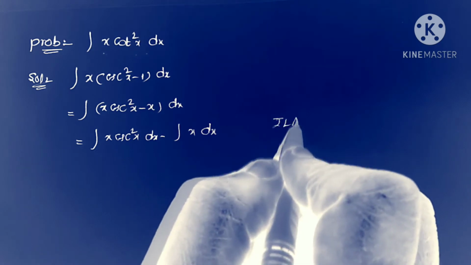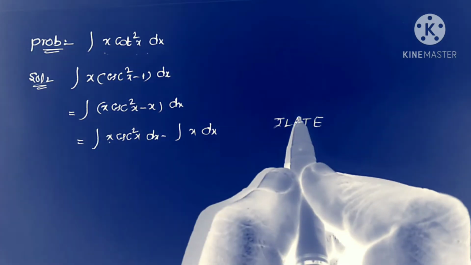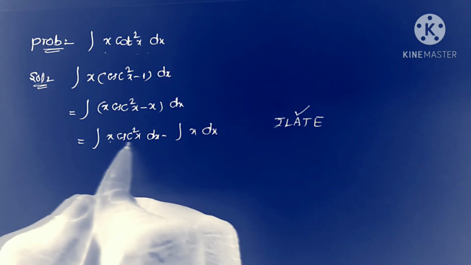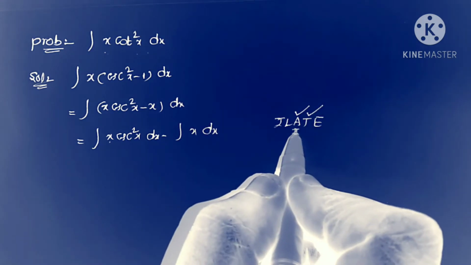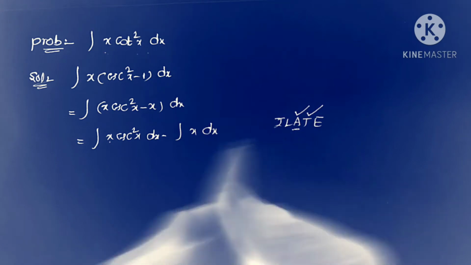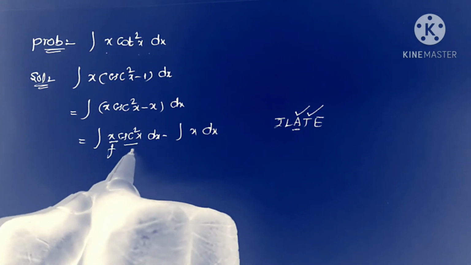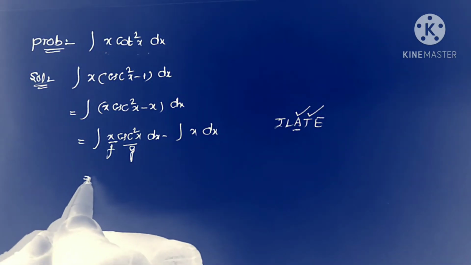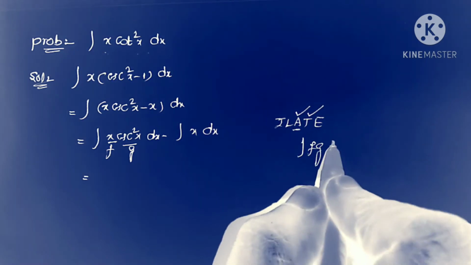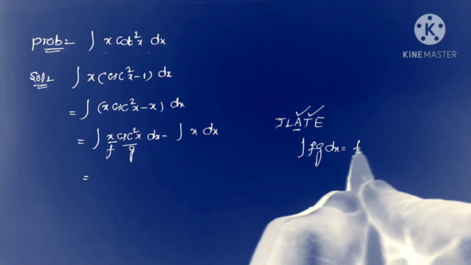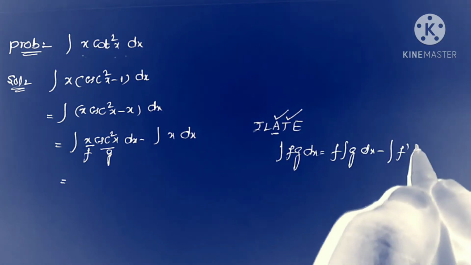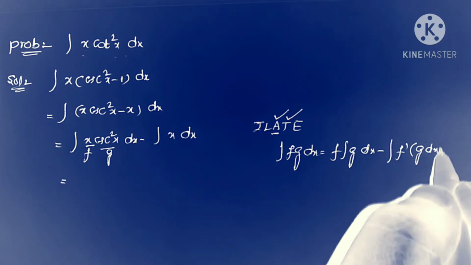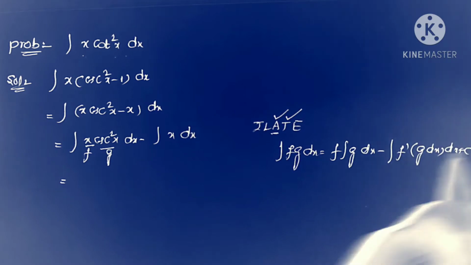First we take the word ILATE. First function x, what is x here? Arithmetic. And the next function cosecant square x, what is it? Trigonometric function. So we take the arithmetic function as f, since this is the first function. So this is f, this is g. Now we write the formula. What is the formula? Integral fg dx is equals to f into integral g dx minus integral f dash into integral g dx into dx plus c. Now this is the formula.